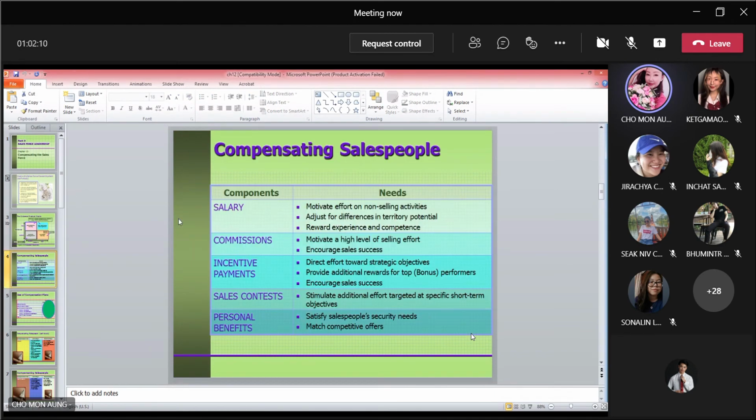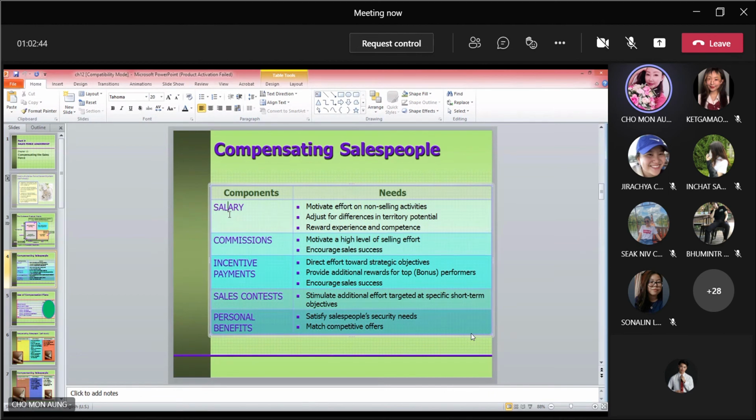Okay, now let's go to this table, compensating salespeople. You need to read this table. Here on the left-hand side, these are the components that we can use. And on the right-hand side, these are the details. For example, salary. Salary, we focus on asking them to do non-selling activities, providing the services as well.